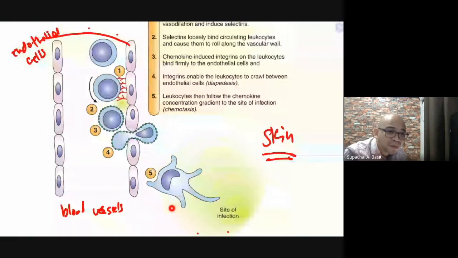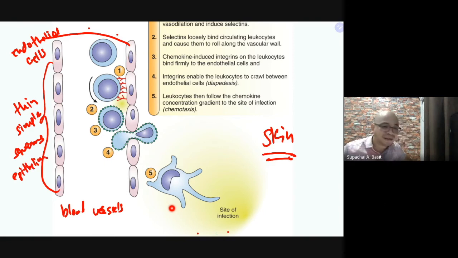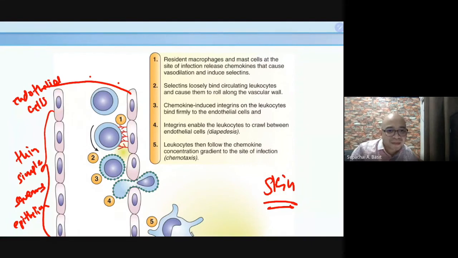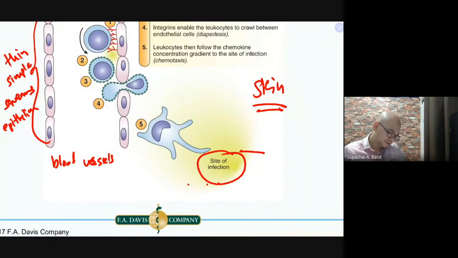So what can you say about the endothelial cells? These endothelial cells are thin, simple squamous epithelium. They are very thin, simple squamous epithelium. So during the process of inflammation, this is the site of the injury, or this is the site of infection. So meaning there are many bacteria here.